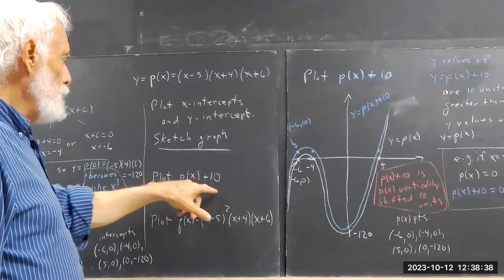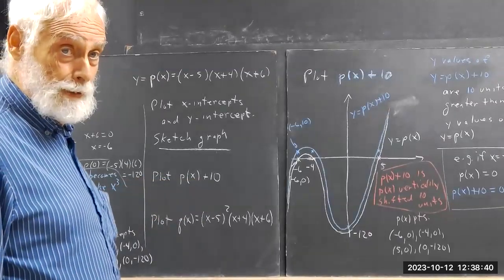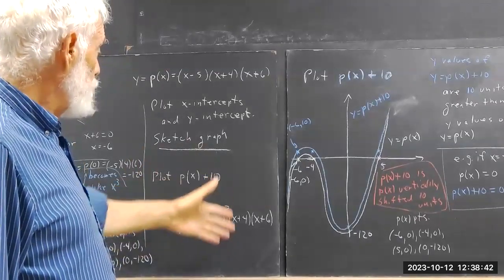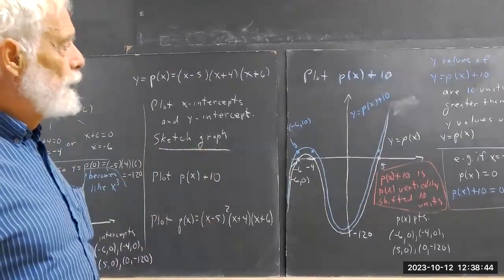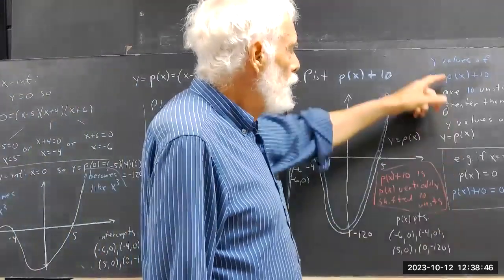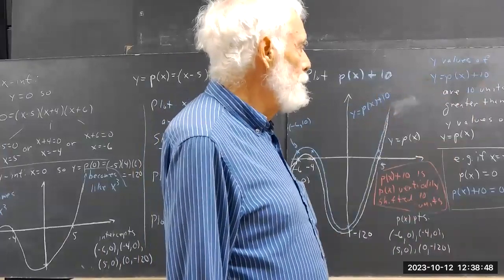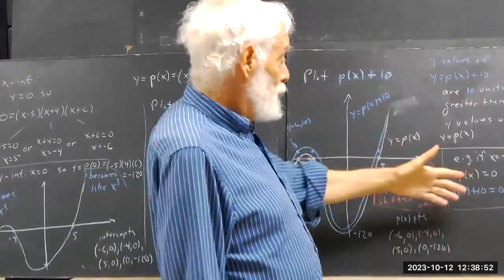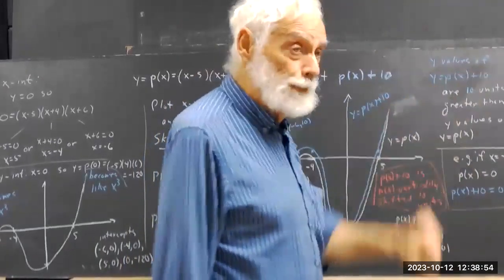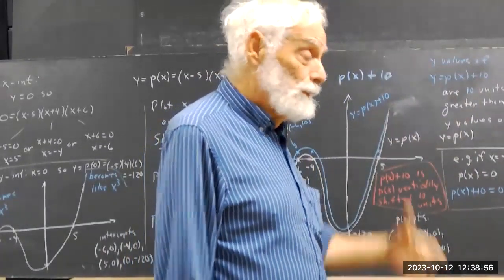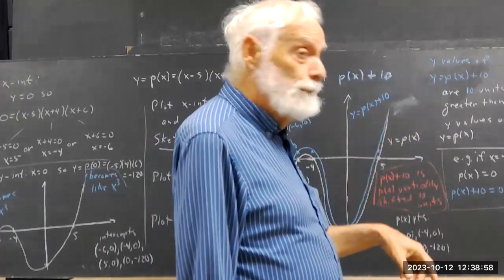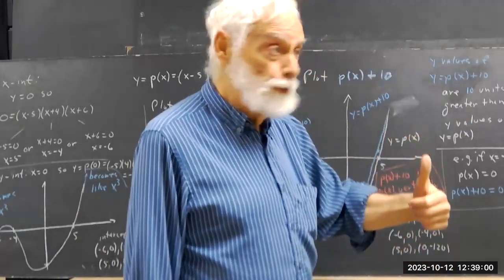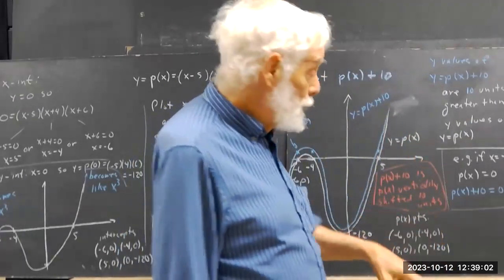Now, we plotted y equals p of x plus 10. How does y equals p of x plus 10 relate to y equals p of x? Well, the values of p of x plus 10, the y values are 10 units greater. Because you're saying, take whatever p of x is and add 10. Okay, what's that do to the graph? Well, we'll see in a minute. It vertically shifts 10 units. That's what it does. Okay.